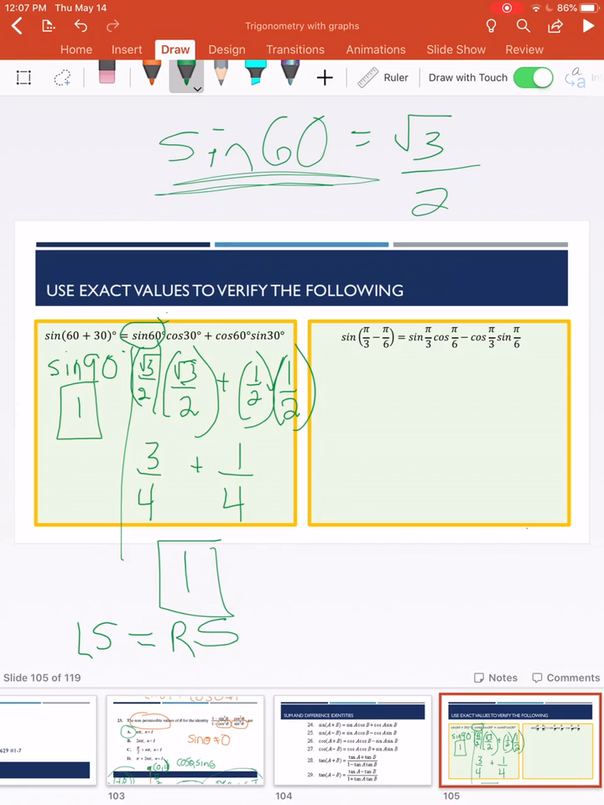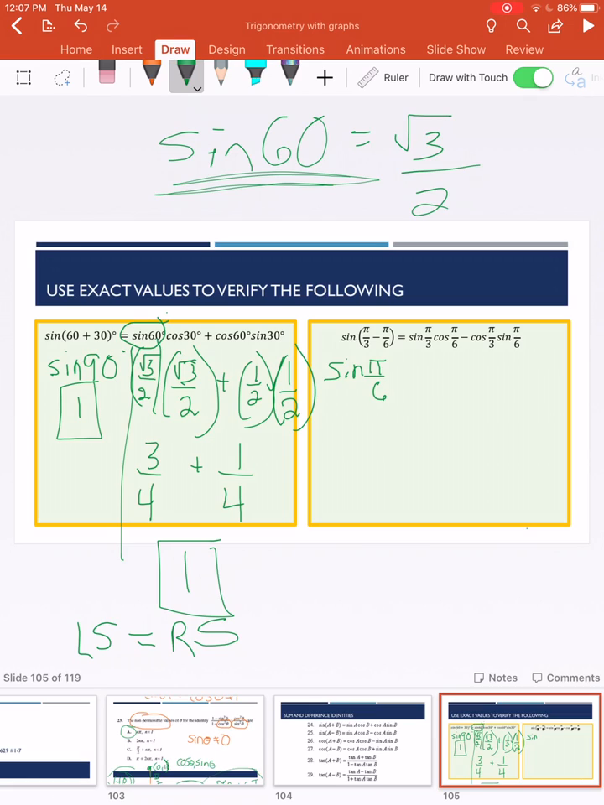Okay, let's try the subtraction one this time. So pi over 3 minus pi over 6 is pi over 2. Or wait, let's actually try that out. What is pi over 3 minus pi over 6? 1 over 3 minus 1 over 6. Oh, it's pi over 6. So that gives me pi over 6.